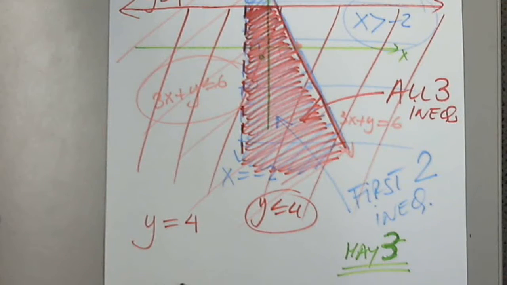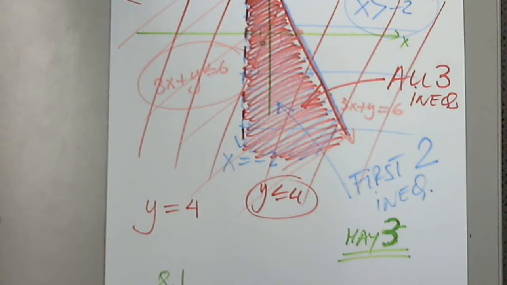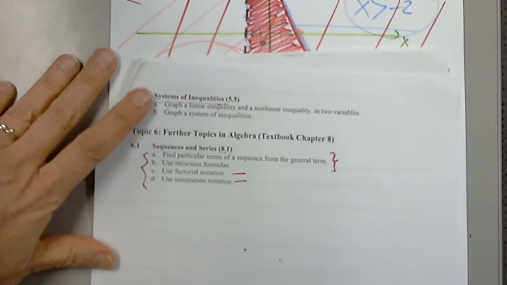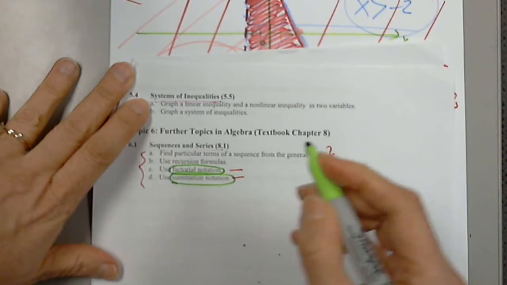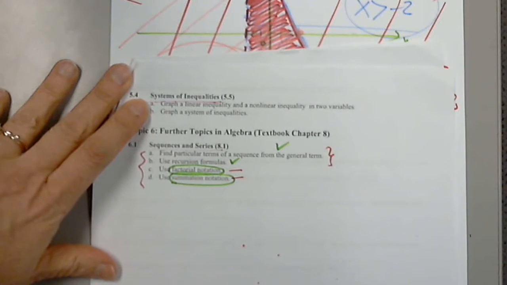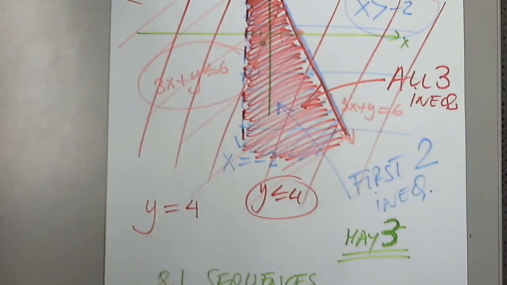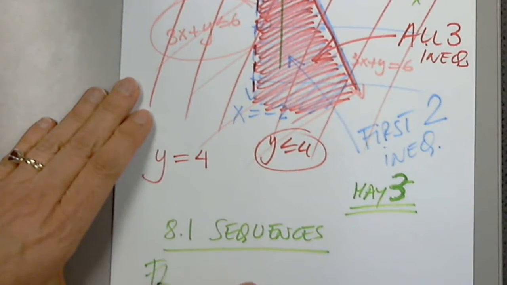So the last section is 8.1 that deals with sequences. And it has four specific topics. And I'm not going to present them in the order they are listed here. So I'm going to start with the factorial notation first, then the summation notation, and then these two. Okay? So let's start with the factorial notation.